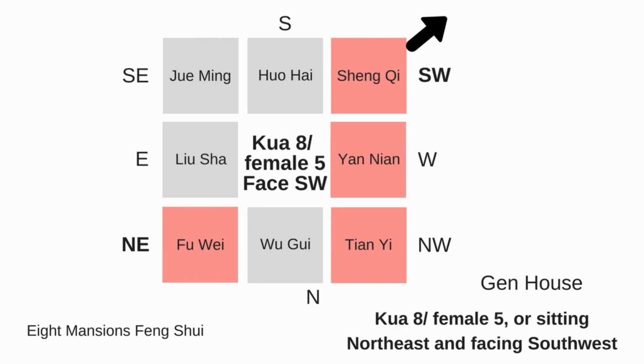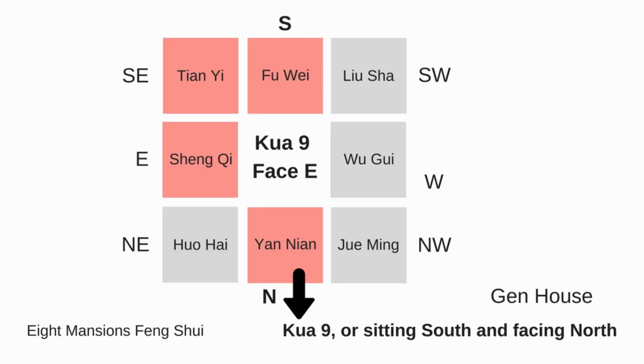And this chart is for Gua number 8 or female Gua number 5 because the 5 becomes 8 for female. This chart is also for the Gen house. It's the house that's sitting northeast and facing the southwest. The last chart is for personal Gua number 9 or for the Gen house. That's a house sitting south and facing north.